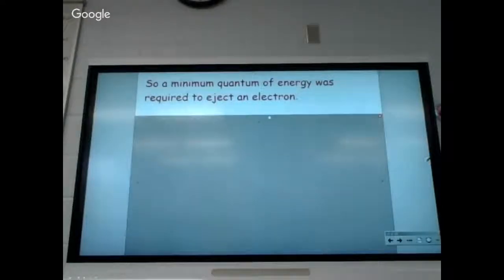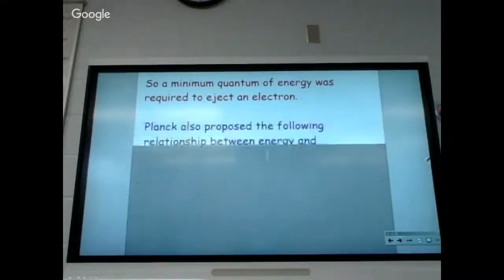All right. So, this minimum energy is required to eject an electron. If you don't have this minimum energy, can we eject an electron? No. So remember, all of this is about the photoelectric effect. For those of you who forgot, we're talking about the energy needed to get an electron ejected from a metal. So we're shining light on a metal and trying to eject an electron.